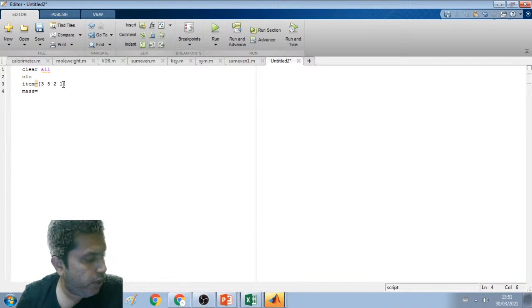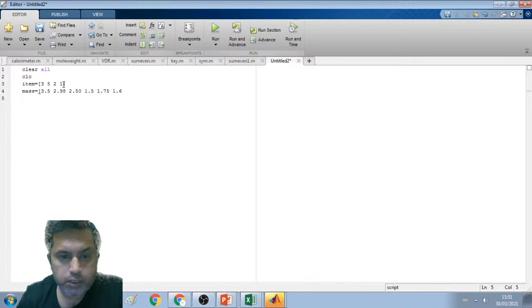Mass equals 3.5 space 2.98 space 2.50 space 1.5 space 1.75 space 1.6 space. Okay, this is 2.50. After that there is a semicolon. 1.6, there is a semicolon. 0.79 space 1.25 space.